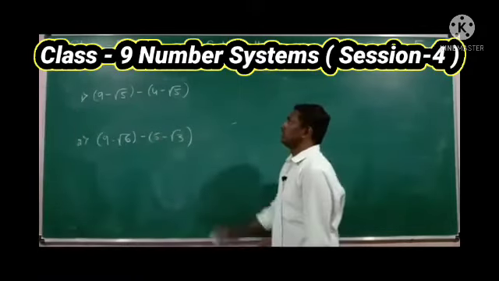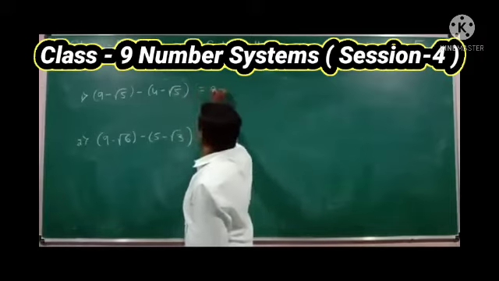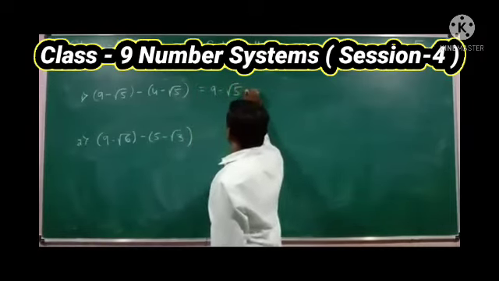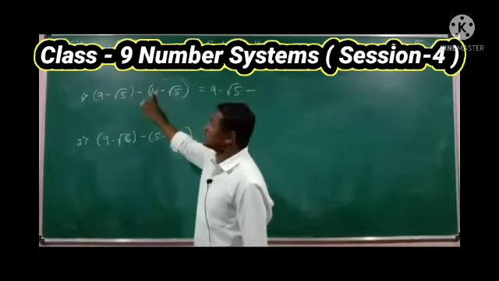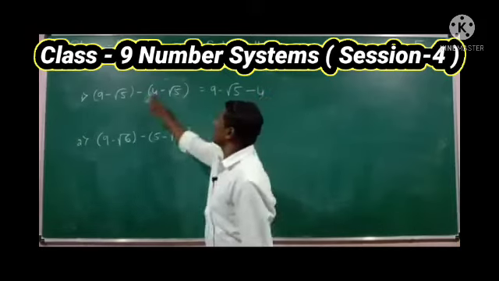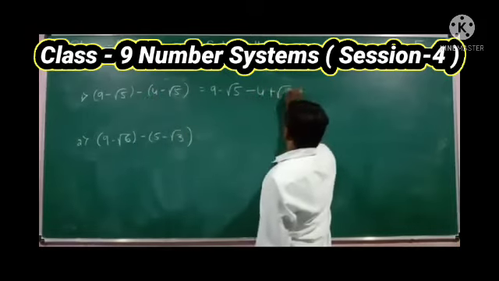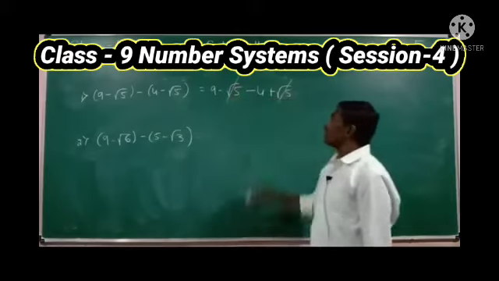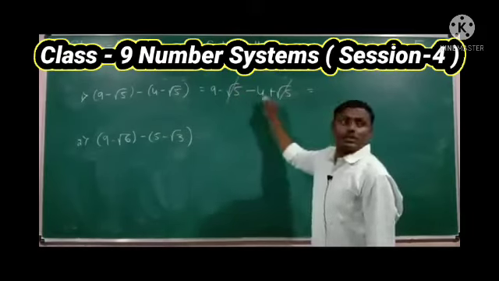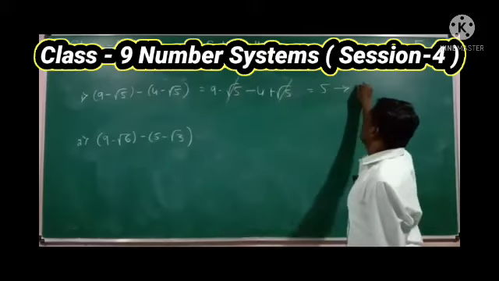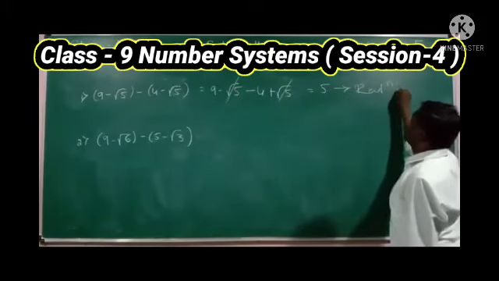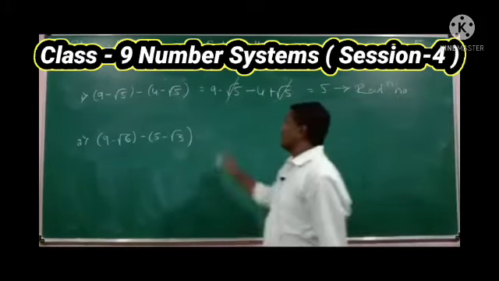Okay, 9 minus root 5 minus, into plus minus 4 minus, into minus plus root 5. So plus root 5 minus root 5 get cancelled, remaining 9 minus 4 is 5. So 5 is a rational number.